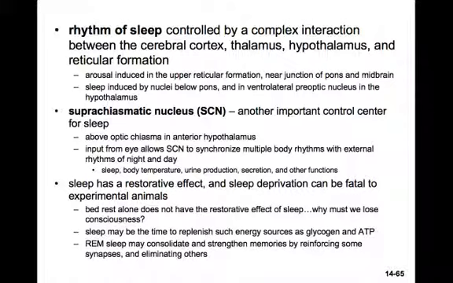We know that bed rest alone doesn't have a restorative effect. So why is it we have to lose consciousness? It may be a time to replenish the energy sources that I referred to earlier, and it may consolidate and strengthen our memories by reinforcing some synapses and eliminating others, thus deleting memories that are not necessary.